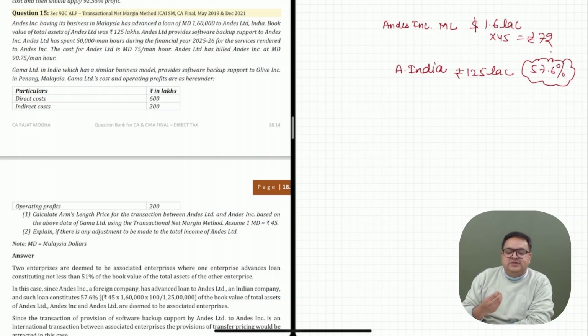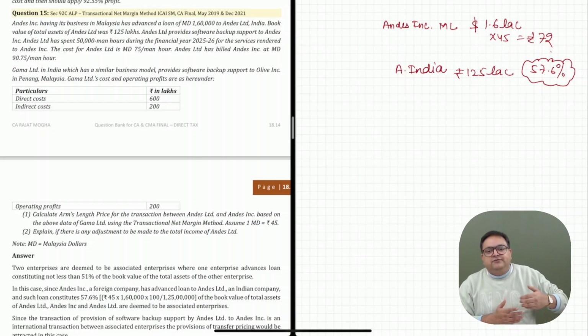So first, write the provision: when one enterprise holds 51% or more, or has given a loan of 51% or more of the book value of the assets, then you become associated enterprises, right? Okay. Now let us start the question.